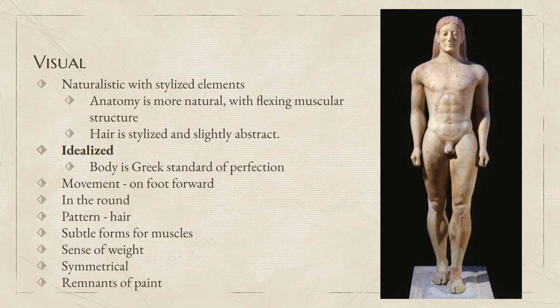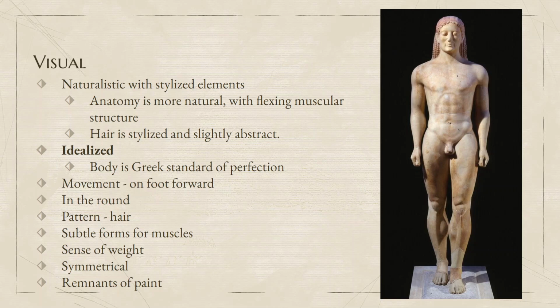More visually, again, that's naturalistic with stylized elements. So the anatomy is natural, the muscles are natural, but the hair is stylized. I say slightly abstract, but it's really just stylized. Swirling patterns, contrasting with the body, neat rows, very organized.